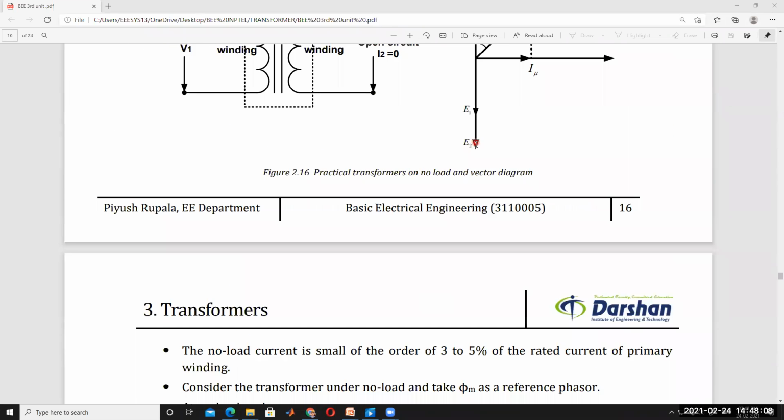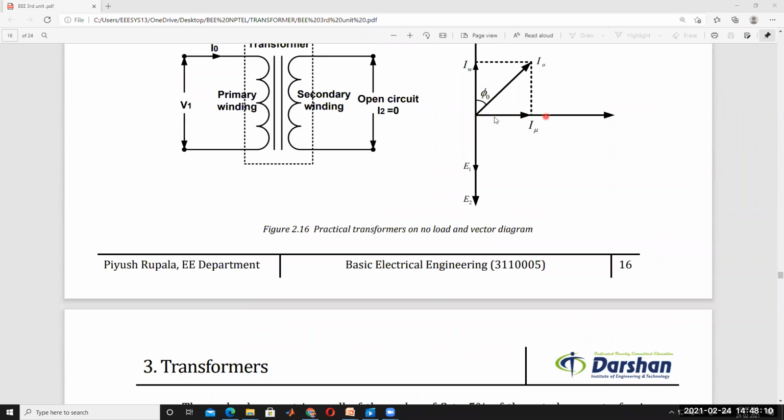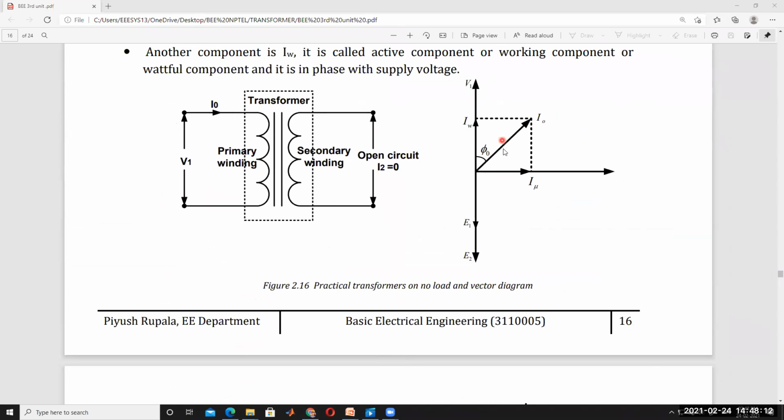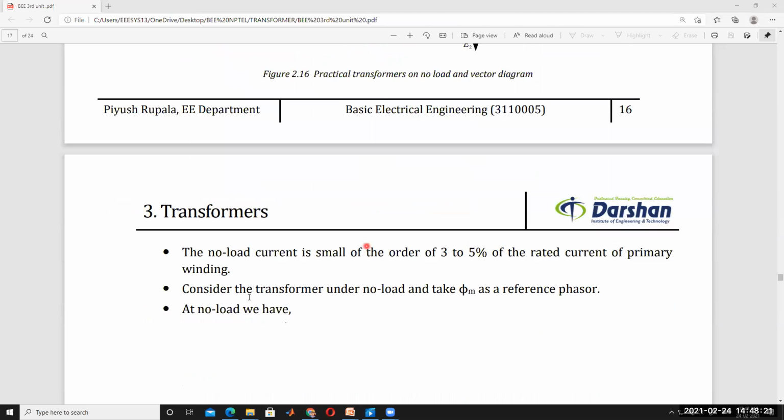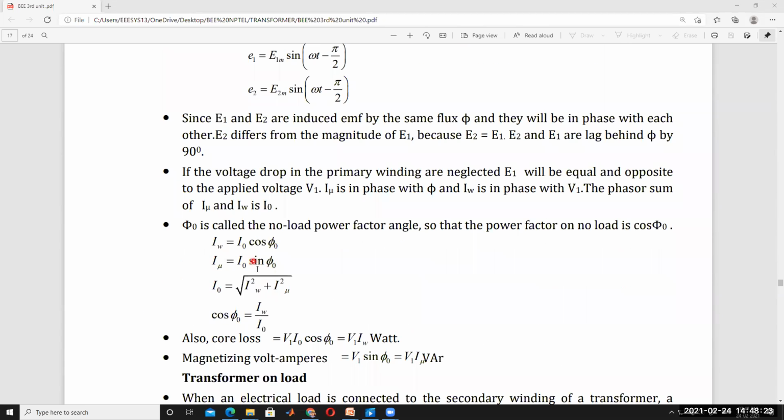And Iμ, how to find Iμ? By taking sine; Iμ is this length. By using the sine component, Iμ is equal to I0 sin φ0. Then the resultant of these two is I0. So I0 is equal to the root of Iμ squared plus Iw squared, that is, the wattful component squared plus the magnetizing component squared.